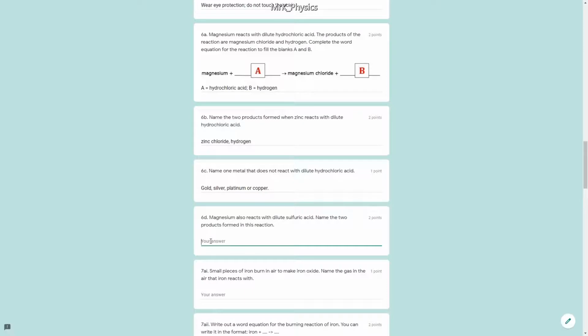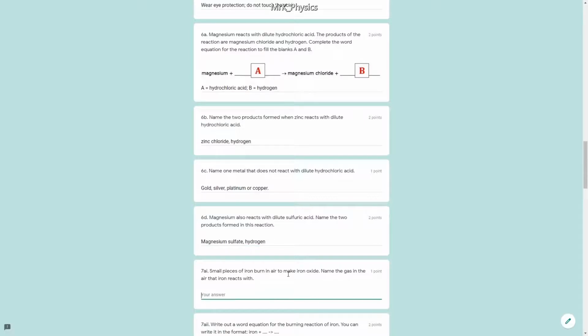Magnesium also reacts with dilute sulfuric acid. Name the two products formed in this reaction. So this time, instead of changing the metal, we've now changed the acid. So we should still get a similar pattern here in terms of our answers, because what we're looking for here in 6D is magnesium plus sulfuric acid. What will be the salt formed from that? Well, we end up with magnesium sulfate. But we still have another product, which is going to be, in fact, our gas, and this gas is going to be hydrogen.